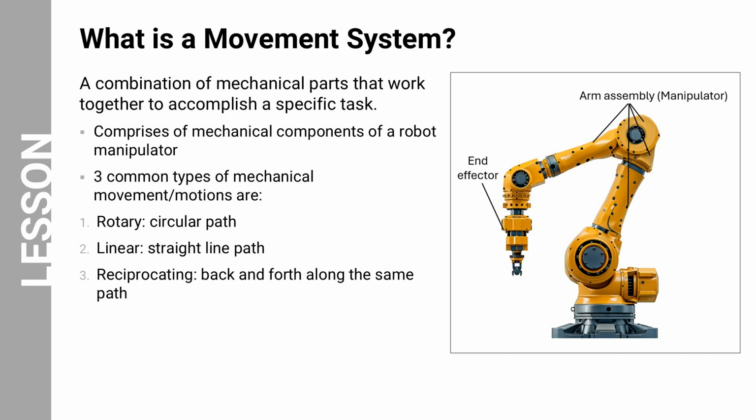Three primary motions are observed. These are rotational motion, linear motion, and reciprocating motion. Rotational motion occurs when the end effector moves in a circular path around a fixed point or axis. Linear motion involves the movement of the end effector in a straight-line path from one point to another, and reciprocating motion, which involves back and forth movement of the robot arm or end effector along the same path between 2 points.